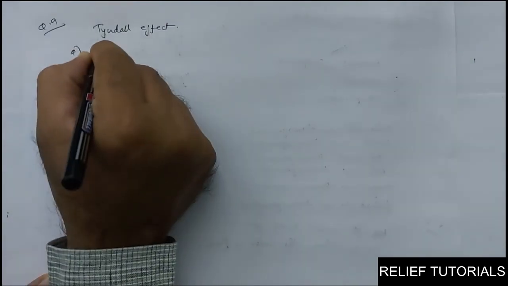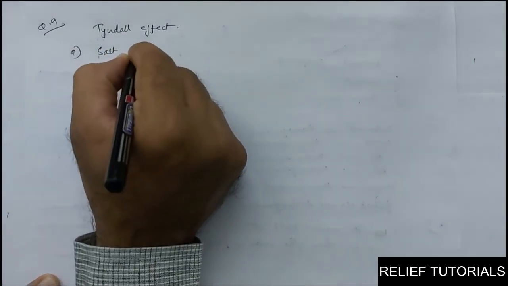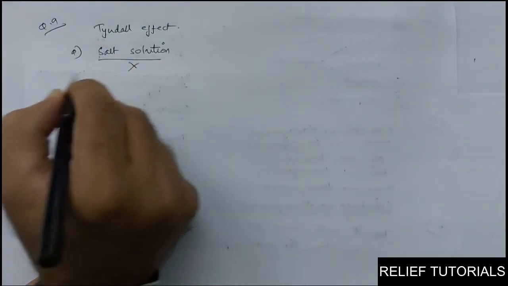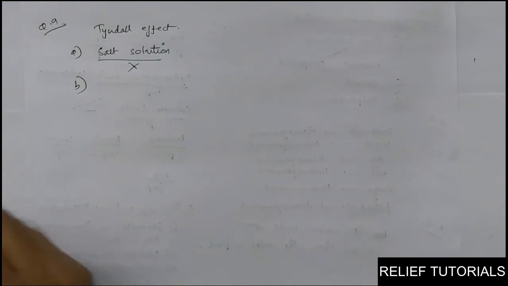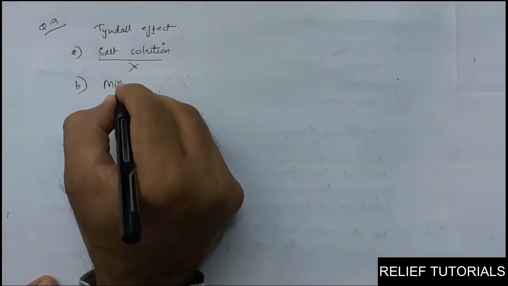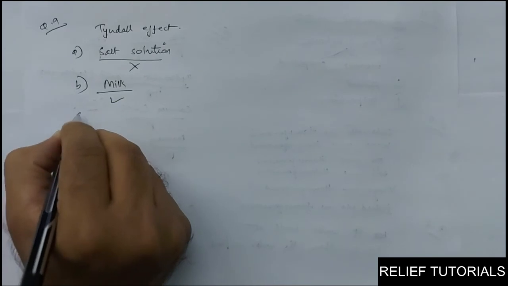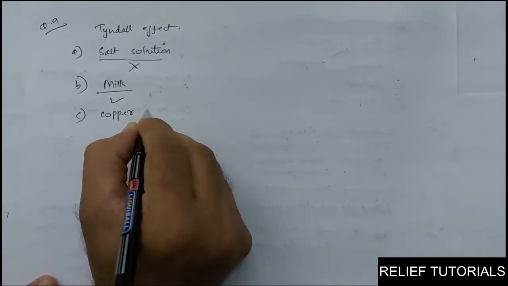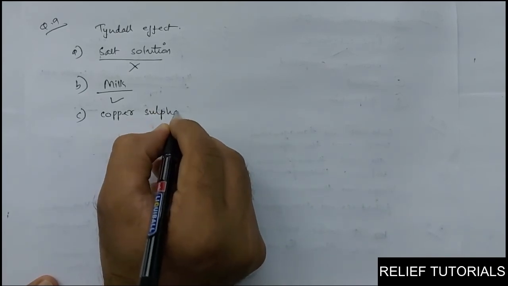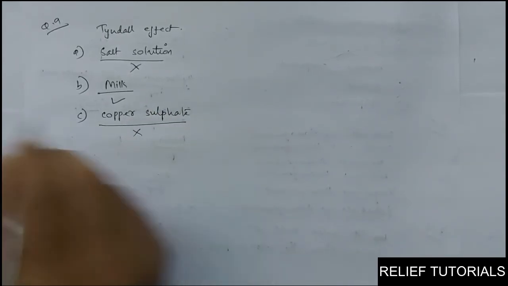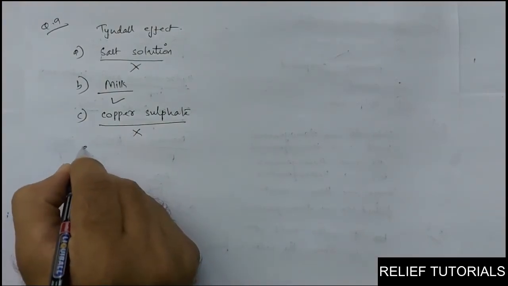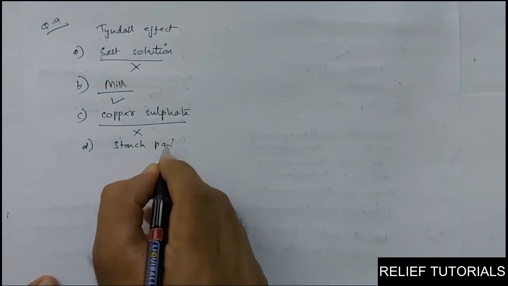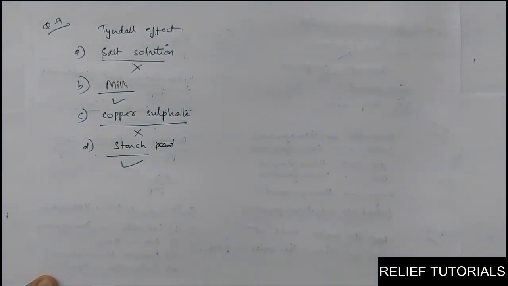So the first example is salt solution. Salt solution is a true solution, so it is not colloidal, so it will not show any Tyndall effect. Then we have milk. We know that milk is a colloidal solution, so it will show Tyndall effect. Then we have copper sulfate solution. Copper sulfate solution is also a true solution, so it is not going to show any Tyndall effect. Starch solution, the starch particles are colloid particles, so starch solution will show the Tyndall effect.